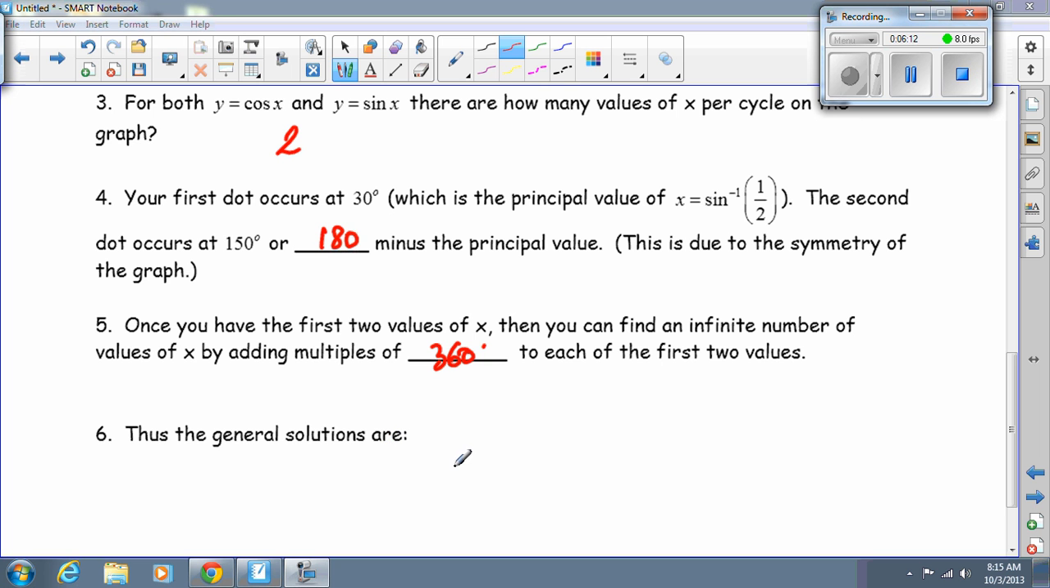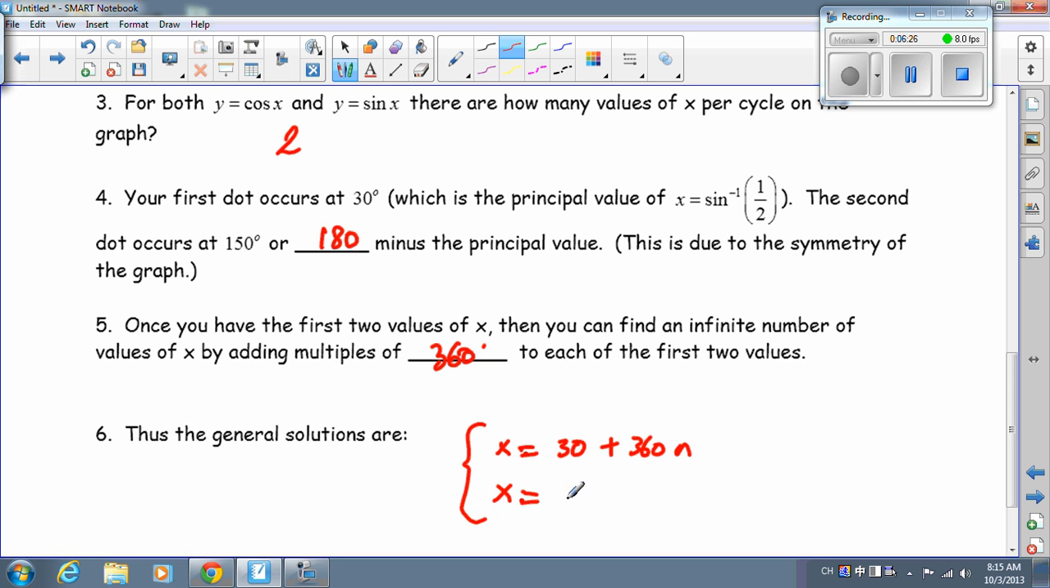You will write the general solution the same way, meaning open the bracket, and you will say x equals. You write the first x value, which is 30 here, and of course it's plus 360n. And here it will be 150 plus 360n. Let's go ahead and move on to the next portion.